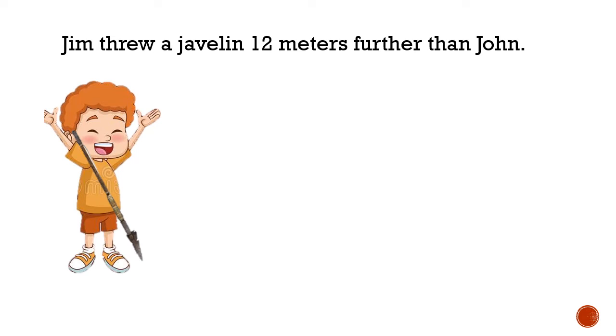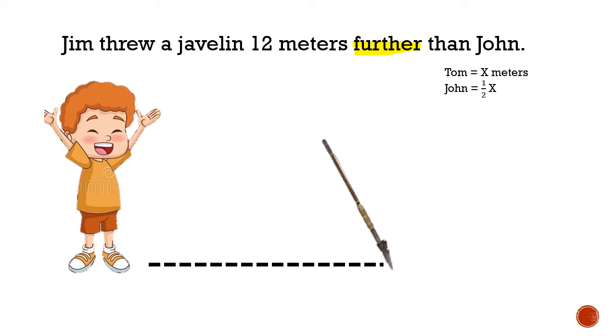So next, Jim threw a javelin 12 meters further than John. Recall, we have Tom, which is equal to X meters, and John, which is equal to 1/2 X meters. Do you have an idea what "further" means? Okay. So Jim threw the javelin, so the distance is measured by 1/2 X plus 12 meters.